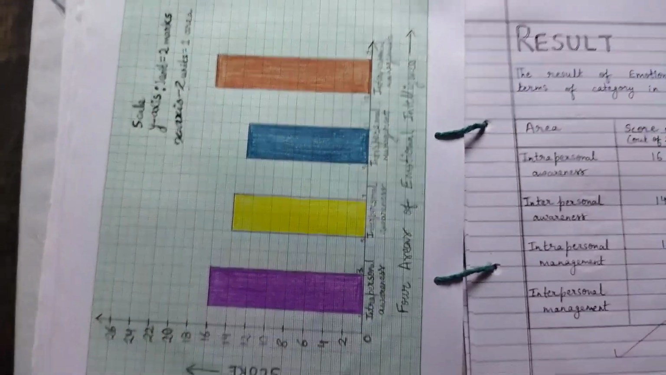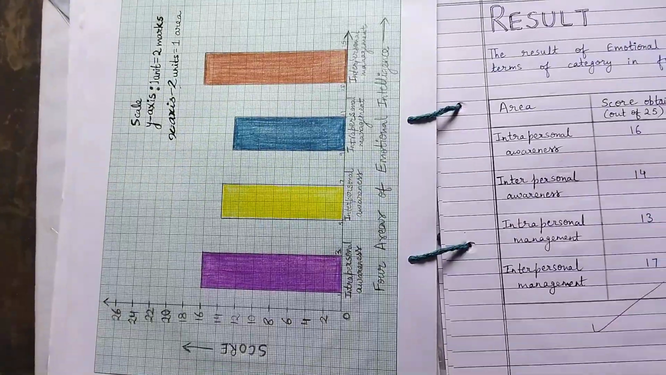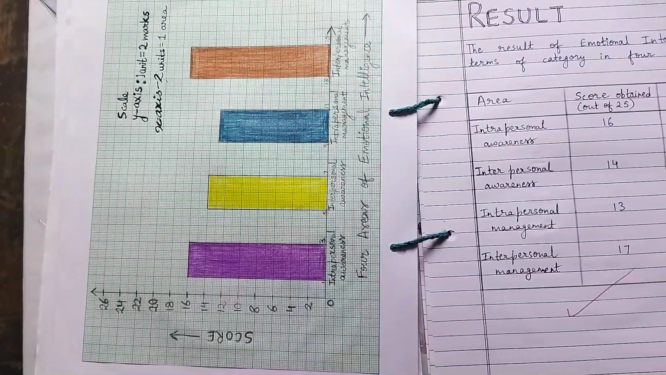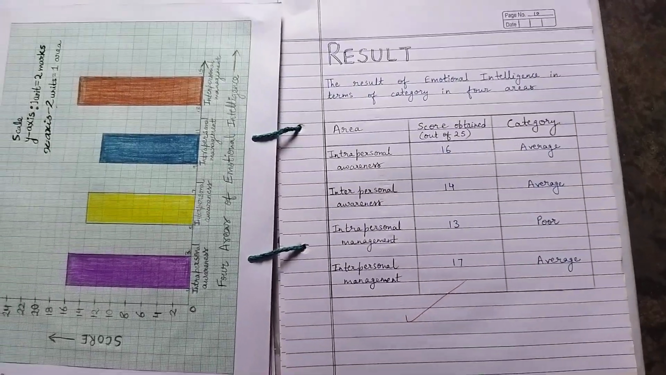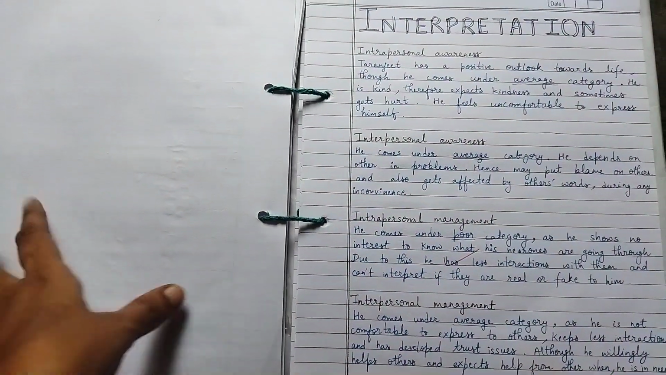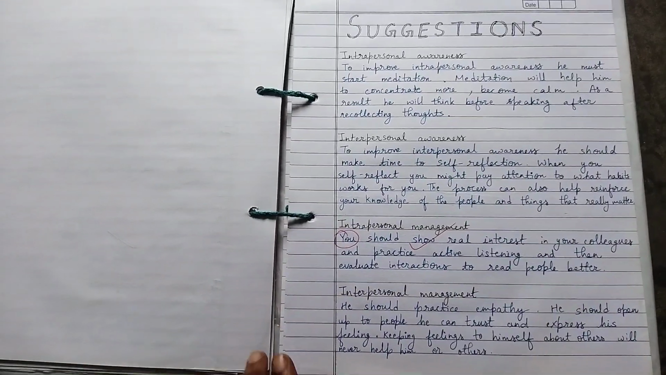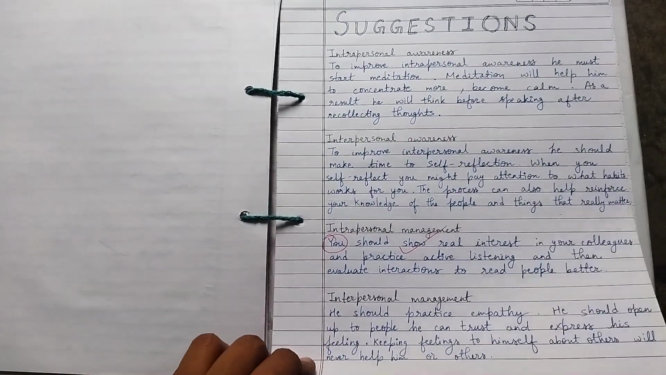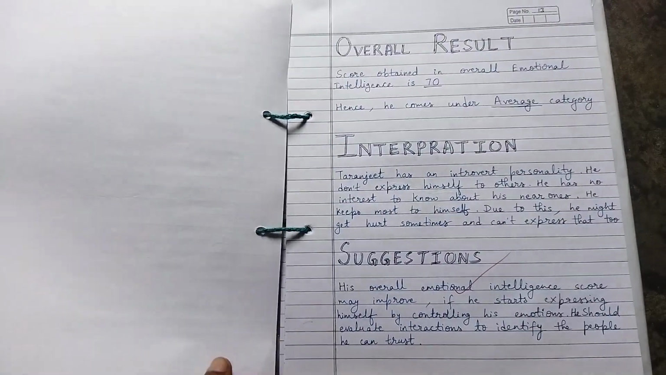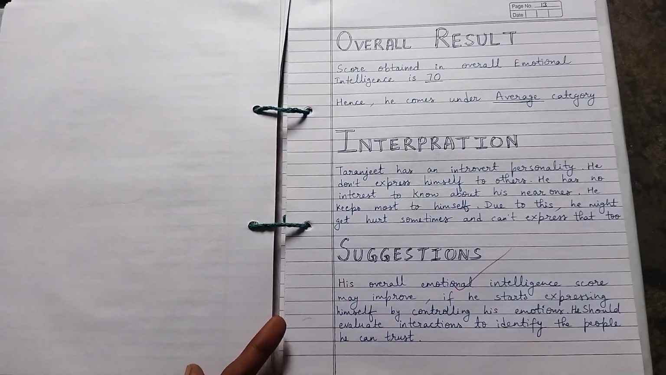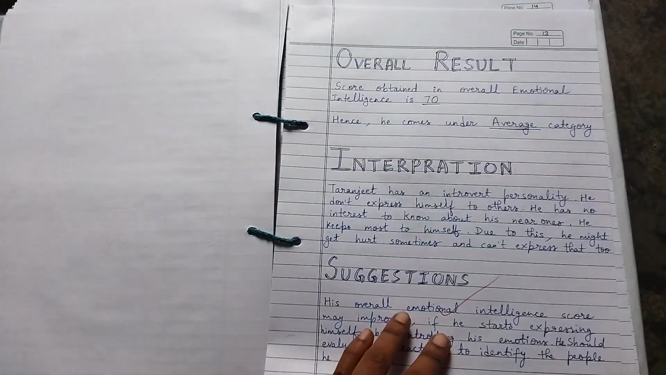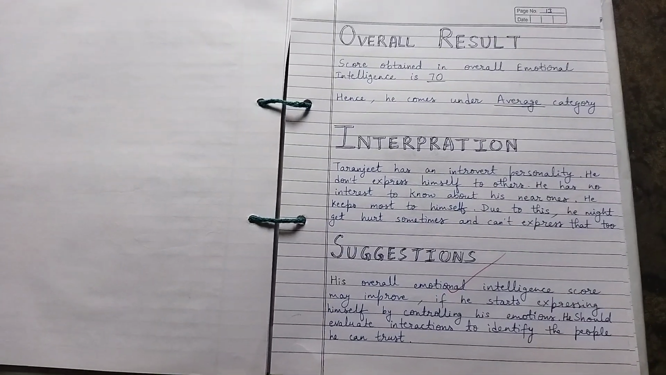Now you can also decorate your file by showing the result in a bar graph, then your interpretation on all the 4 fields, and then your suggestions to improve the emotional intelligence of the student you have interviewed. And you have to write the overall result, interpretation and suggestion. This is how the first part of this file has been completed.